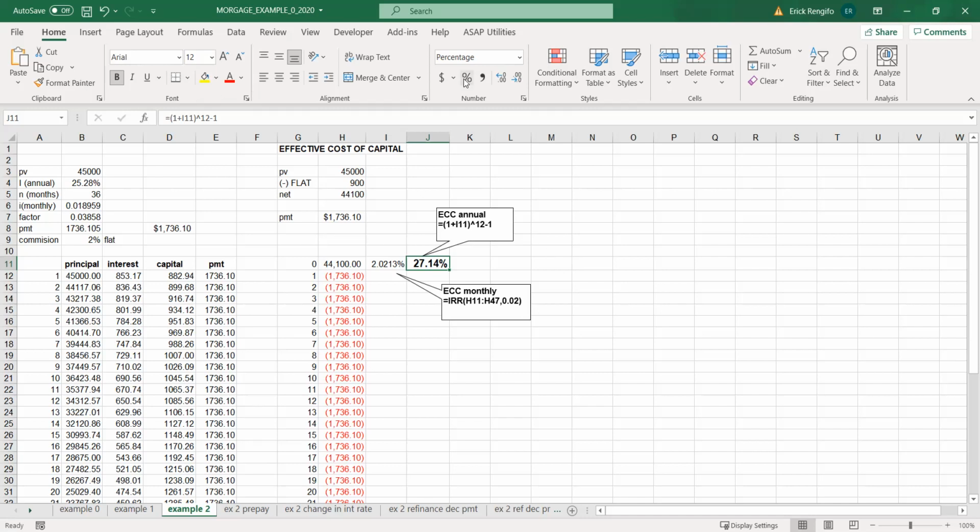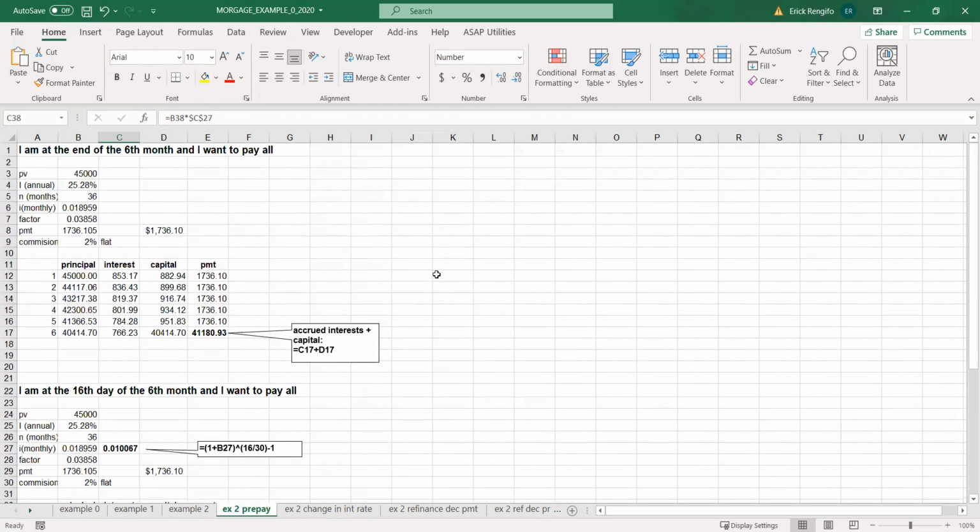Okay, so let me move into another example. Let's do a couple of examples, and then we do the remaining examples in class. Let's do a prepayment. Okay, so let's see how this works.